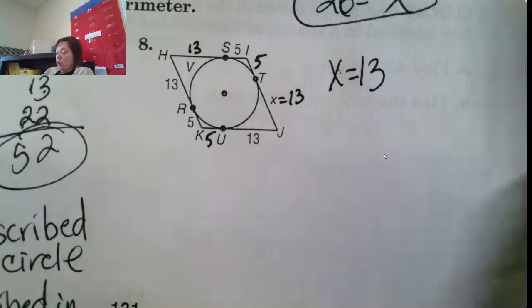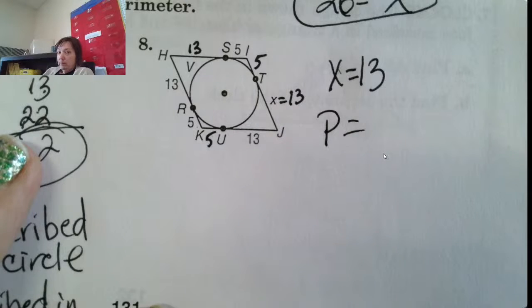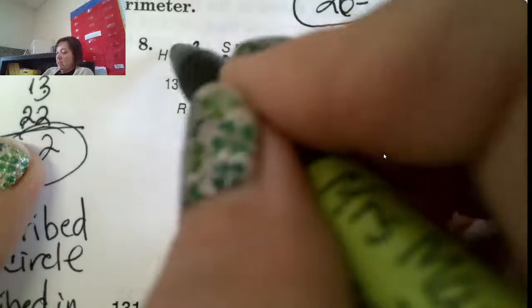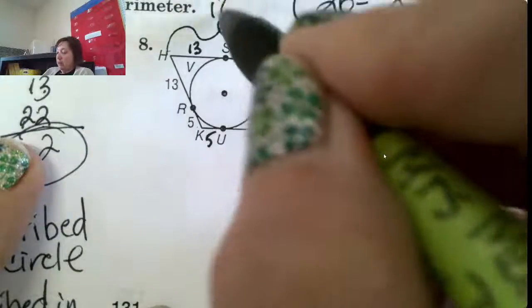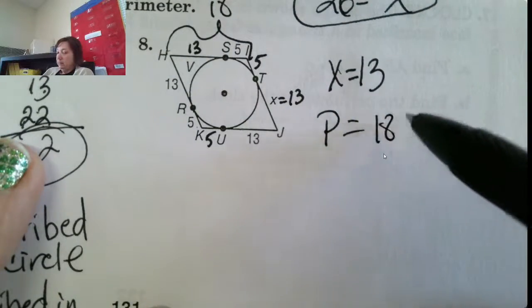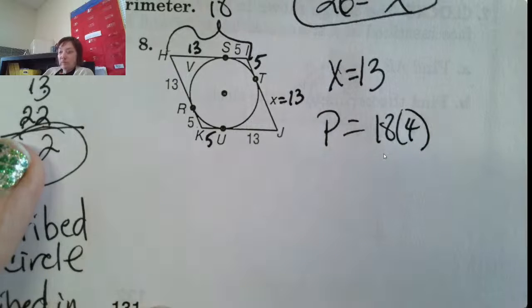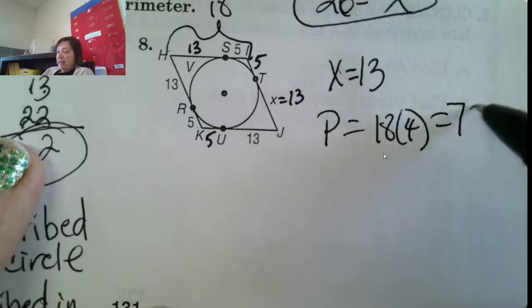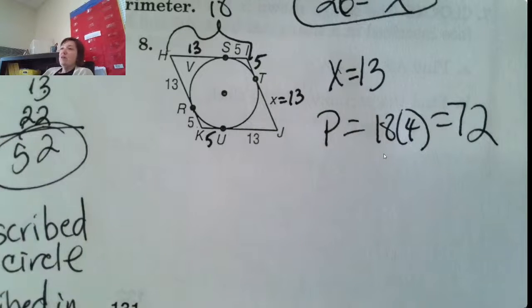Question number 2, what's the perimeter? 72. Where are you getting that from? Adding all of it together. So, how long is each side? 18. And there are how many sides? 4. So it is 72.